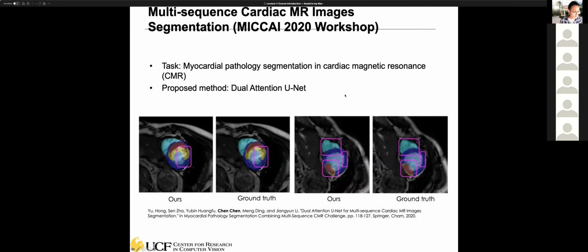This is another one that is also for segmentation, for myocardial pathology segmentation. So basically you want to classify the myocardium into different regions. This is for the MICCAI 2022 workshop.